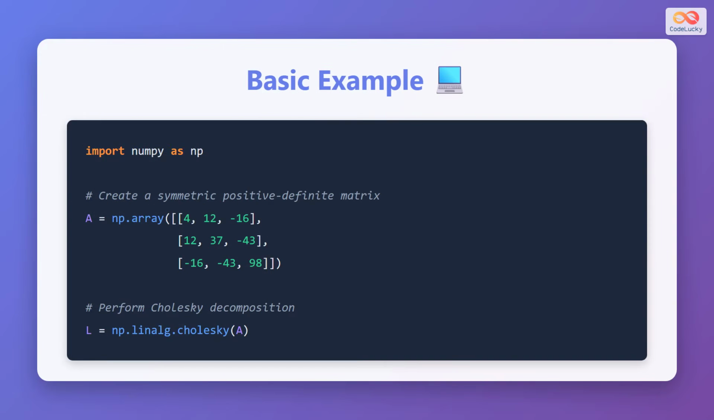Let's look at a practical example. We start by importing NumPy as np. Then we create a 3x3 symmetric positive definite matrix A with values 4, 12, negative 16 in the first row, 12, 37, negative 43 in the second row, and negative 16, negative 43, 98 in the third row. Next, we perform the Cholesky decomposition by calling np.linalg.cholesky on matrix A, storing the result in a variable.